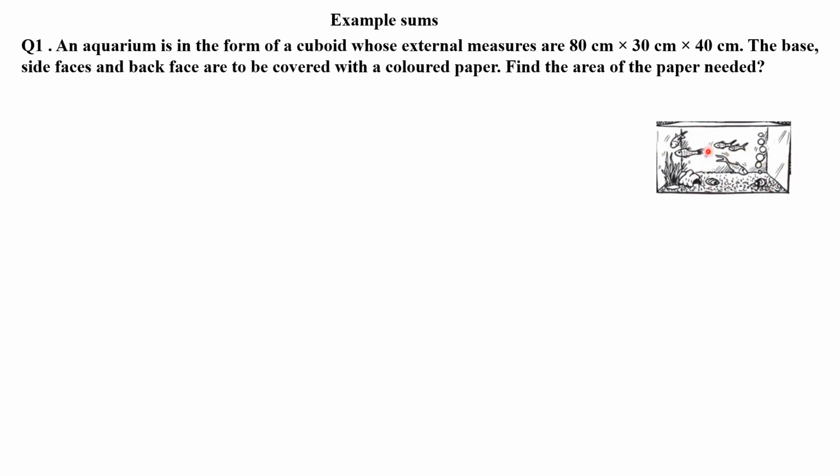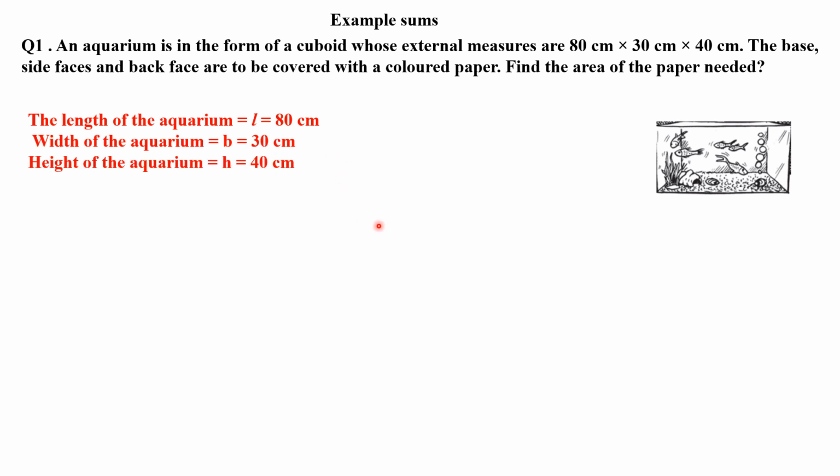So I will find the total surface area of the cuboid, and from there I will subtract the area of the front and the top part. Okay, so let's do it. First write what is given in the question. The length of the aquarium is given as 80 centimeter, breadth is 30, height is 40, and the total surface area of a cuboid formula is, can you remember?